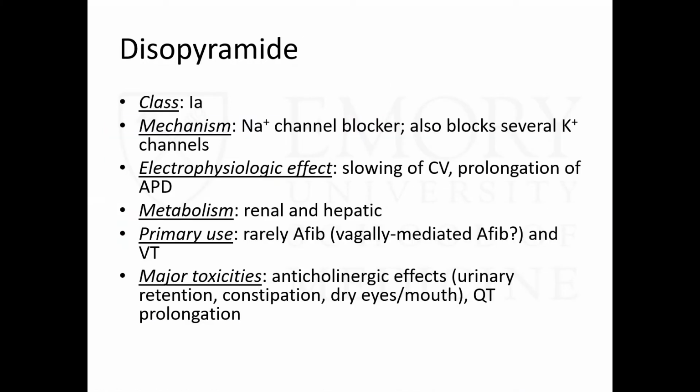Disopyramide is the third class 1A antiarrhythmic that people often talk about. Again, it has multiple actions. It's really very rarely used these days. The one area where we do sometimes use disopyramide is not actually for an arrhythmia, but you can use it to treat LV outflow tract obstruction in people who have hypertrophic obstructive cardiomyopathy. And so occasionally if somebody has HOCM and they also have Afib, in order to try to be parsimonious and to treat two things at one time, we'll sometimes use disopyramide.